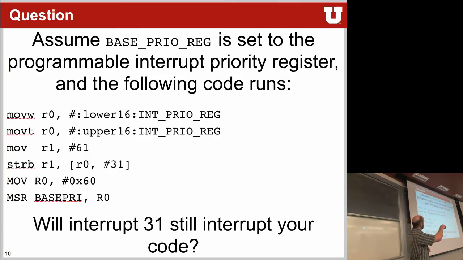We write in the priority register into R0. So let's assume this is pointing into the priority register of a certain interrupt. In this case, interrupt number 31. Then we write 61 into R1. And then we store R1 into R0 offset 31. So that's the register that defines the priority of interrupt 31. And we say 60 into R0, and we write 60 into the base priority register. Did this now turn off interrupt 31 or not?